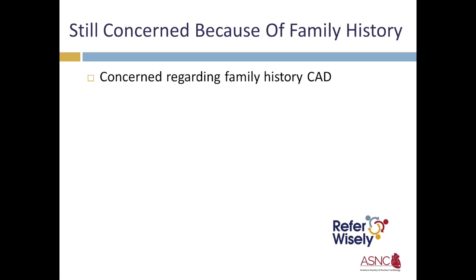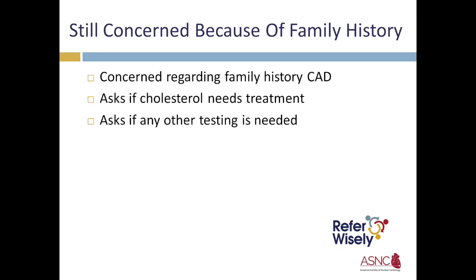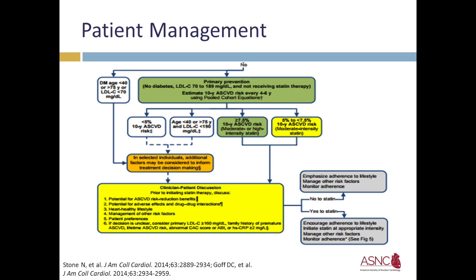However, the patient is still concerned because of her positive family history of coronary disease. She wants to know if her cholesterol needs treatment, and she wants to know if any other cardiovascular testing is needed. Let's look now at the algorithms for assessing patients on the need to treat blood cholesterol or do further testing based on the global risk assessment. As you can see here on the middle panel, she is between 5% and 7.5% in the yellow bar of 10-year ASCVD risk.